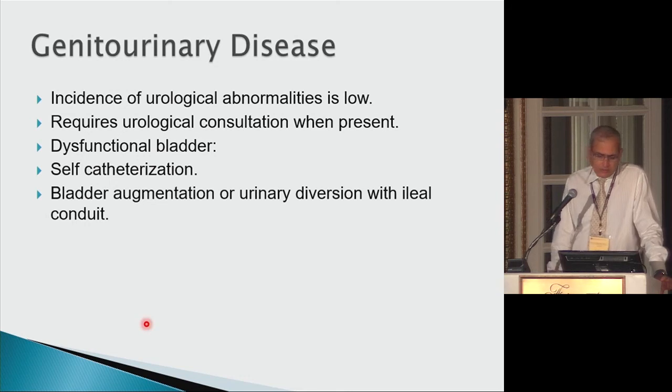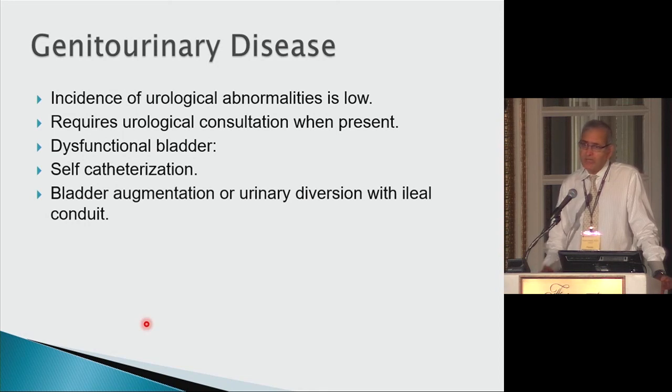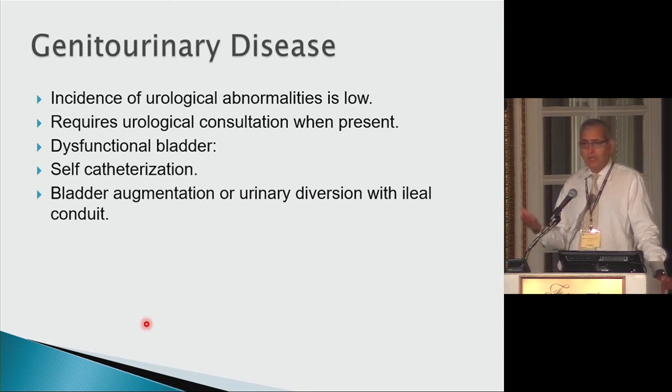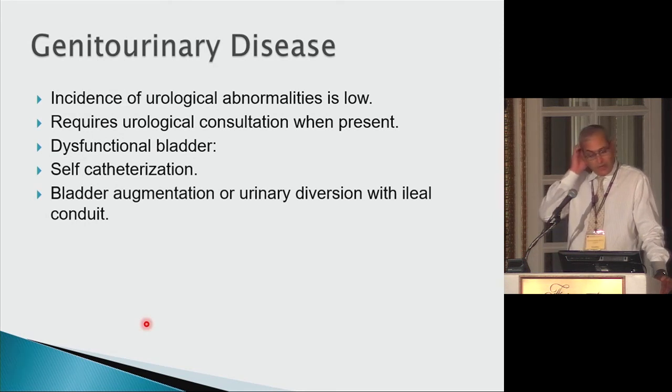GU disease, the incidence is low, and if they are present, you need to get a urological consult. So if you have a patient who's been on dialysis for 8 years, doesn't make any urine, it's a good idea to send that patient to the urologist to do a cystoscopy or do some bladder studies, because sometimes you get surprised. You take them to the OR and you find their bladder is so small you can't plug the ureter in, and then now you're stuck. So it's better to have these patients looked at by a urologist before.